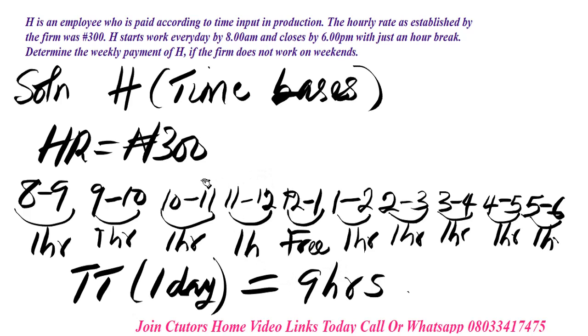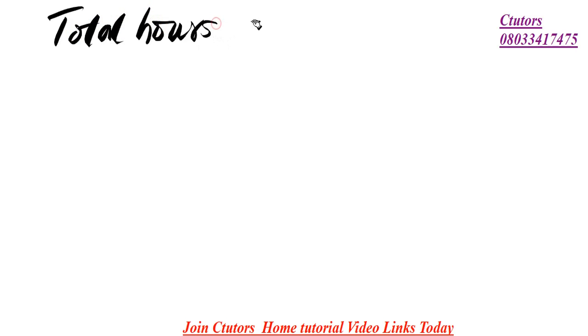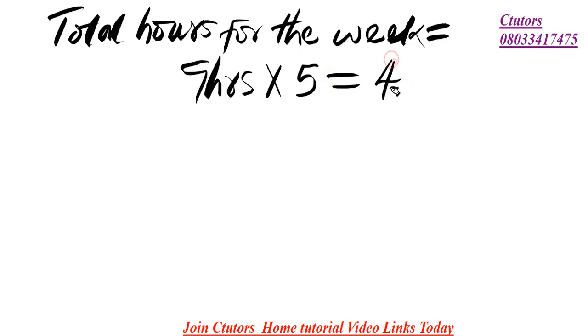So this H normally works 5 days of the week, which means the total number of hours for the week is equal to 9 hours multiplied by 5, which is equal to 45 hours. So this is what this person was able to work in the whole week.